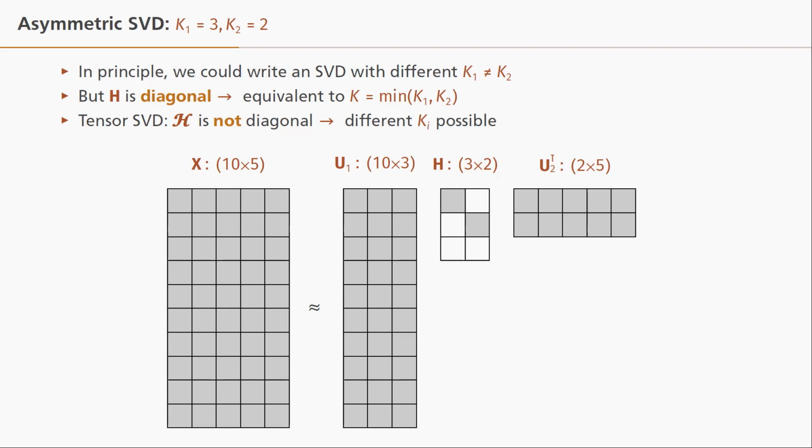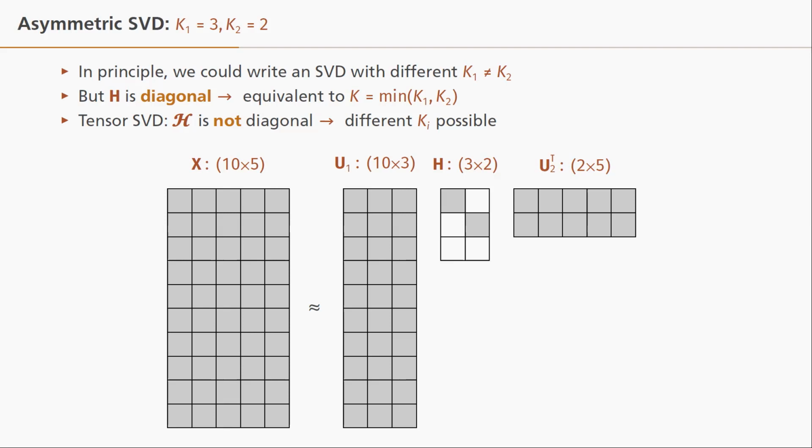The reason is that what will replace H will not be diagonal. For the SVD, this is the matrix of eigenvalues. Tensors don't have eigenvalues. So the corresponding decomposition will not be diagonal. The two-dimensional case is sort of special because this is related to eigenvalues and eigenvectors. This only holds for the two-dimensional case.